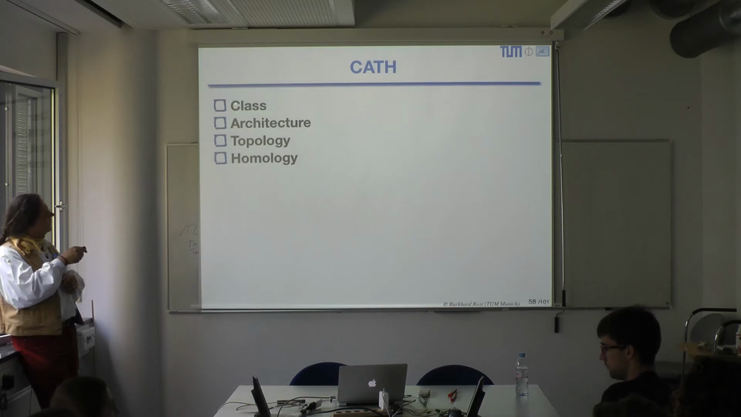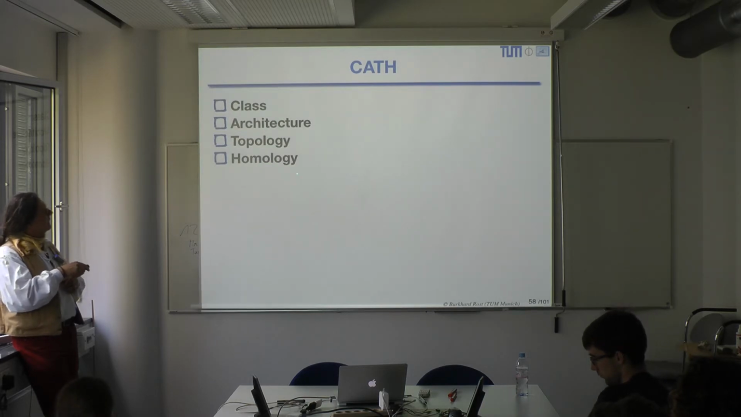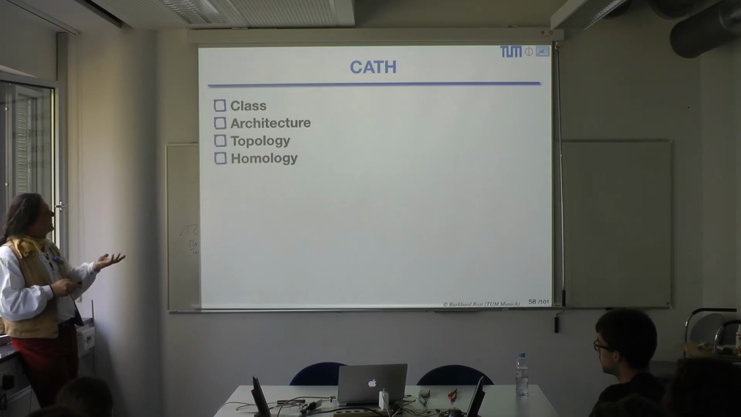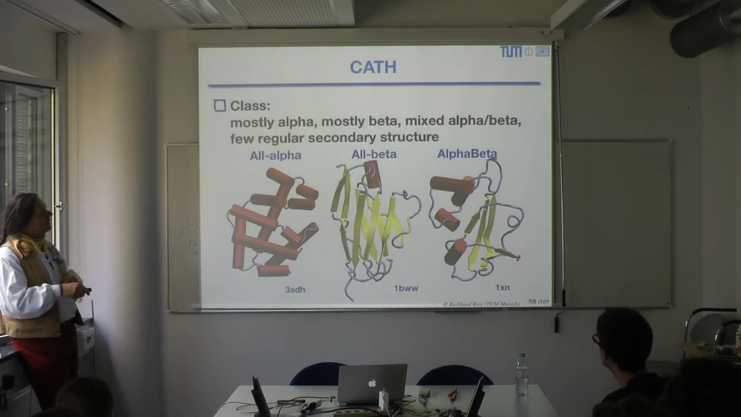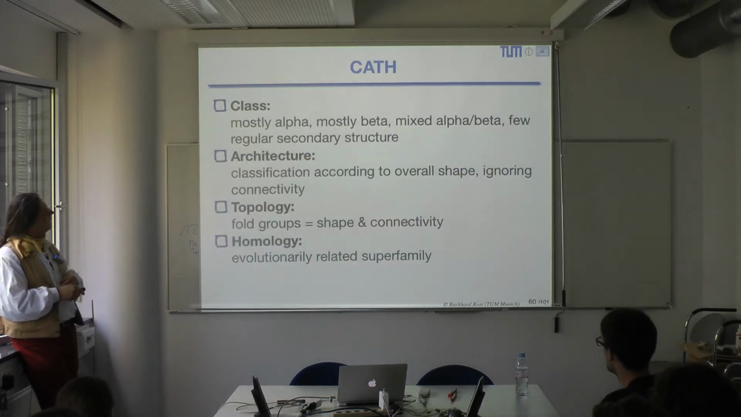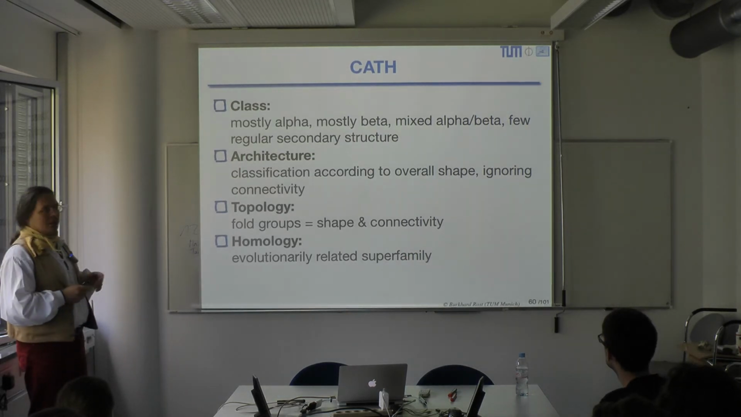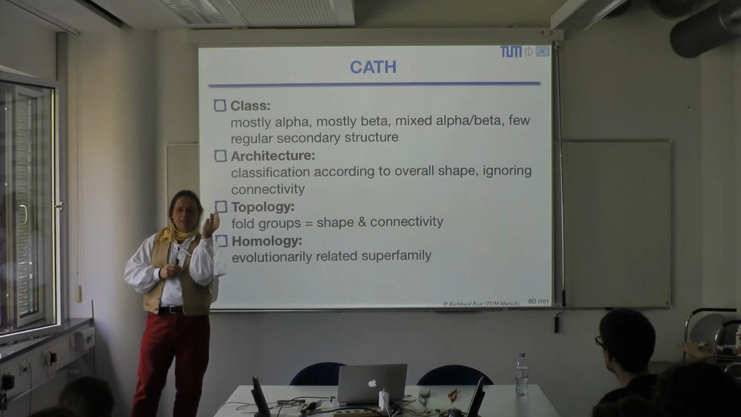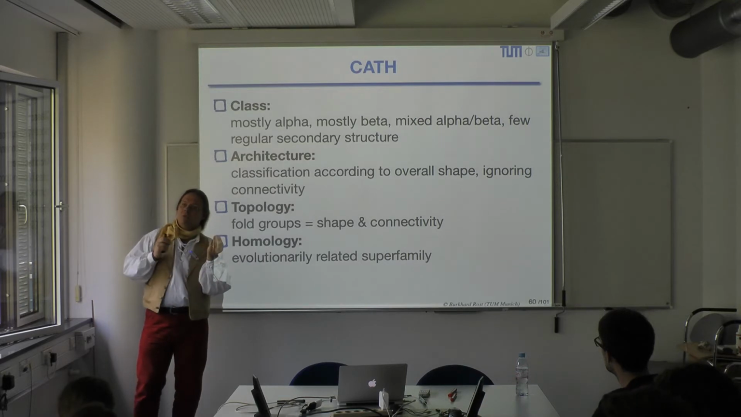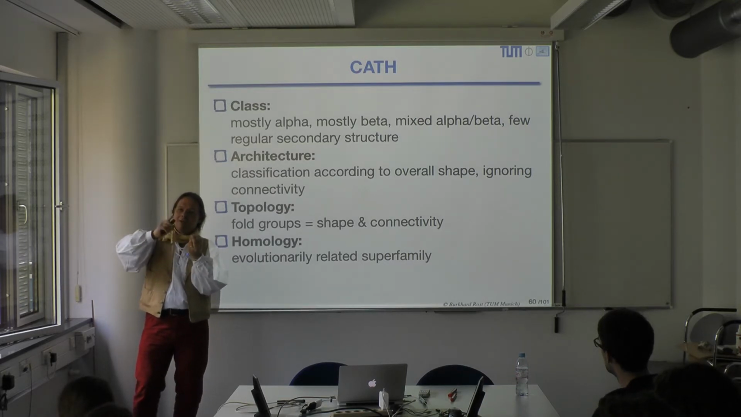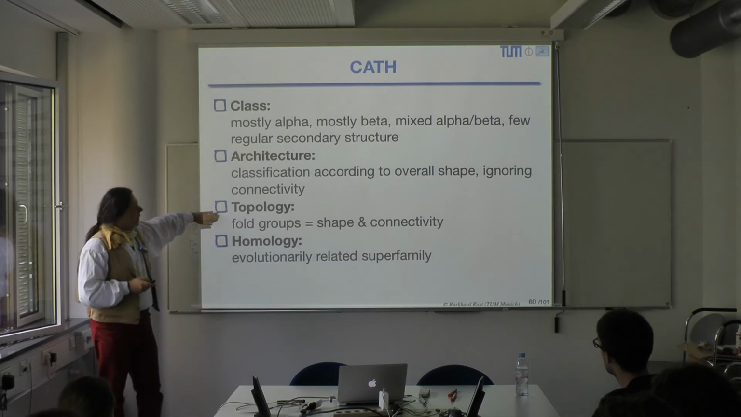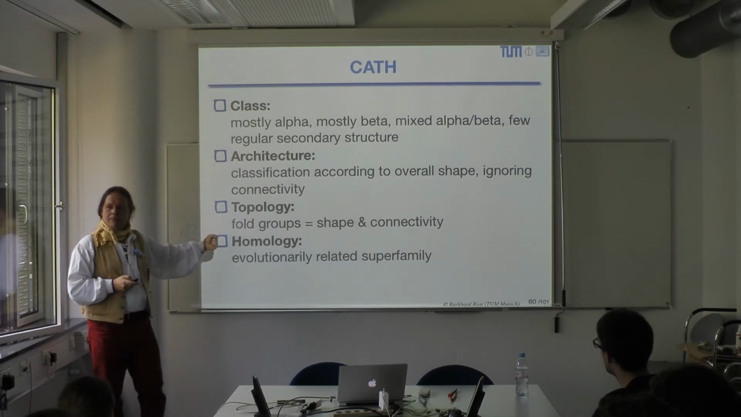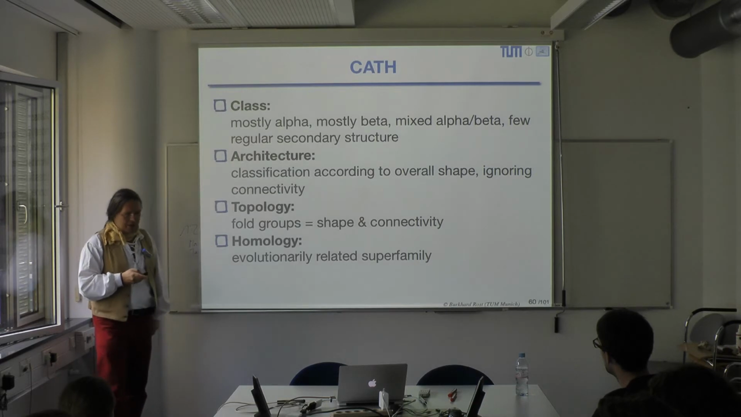I'm going to do it top down. Let's talk about homology later. Class. So class again is the same idea: alpha, beta, alpha-beta in some sense, mostly alpha, mostly beta. Architecture is now a classification according to your overall shape. In architecture, you still ignore connectivity. So you compare these helices, the rods, but you remove the loops. Don't worry how the direction goes. In topology, you bring the connectivity back. Here, you look at the evolutionary relation.